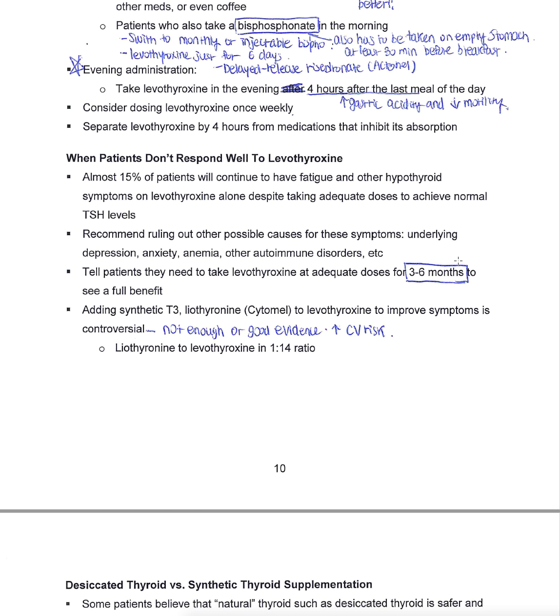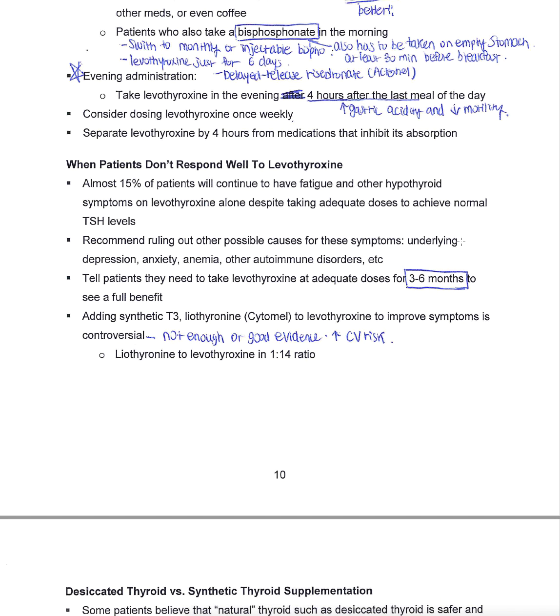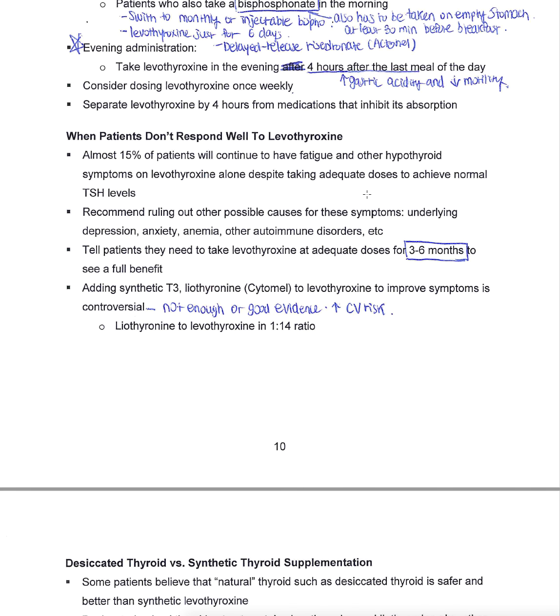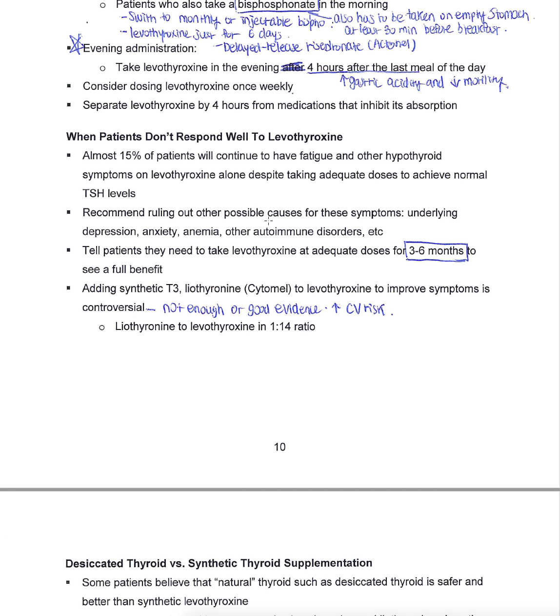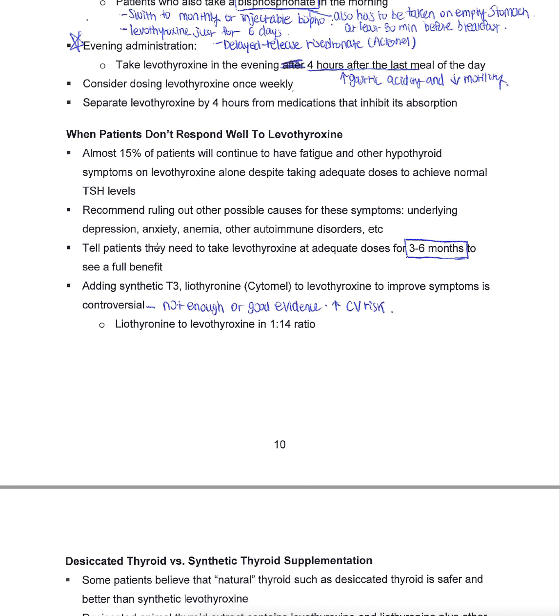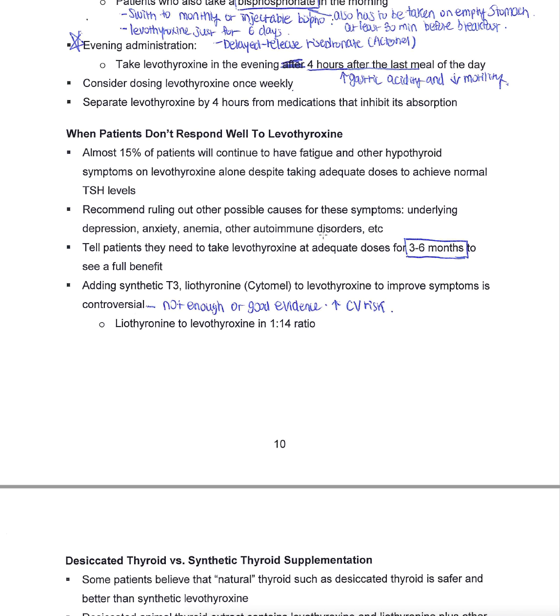So what if the patient doesn't respond well to just levothyroxine alone? Almost 15% of patients will continue to have fatigue and other hypothyroid symptoms. So they're going to come back and complain, oh, this is not working for me. So it is important to rule out any other possible cause, such as underlying depression, anxiety, anemia, or other autoimmune disorders. A patient with Hashimoto disease tends to have other autoimmune disease as well. So it is important to check that.